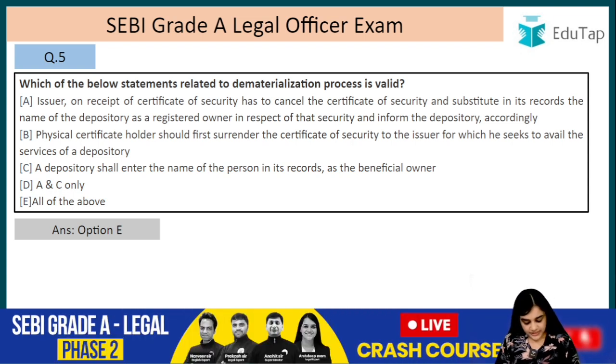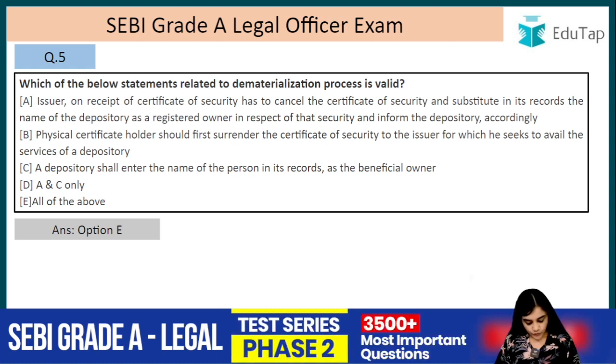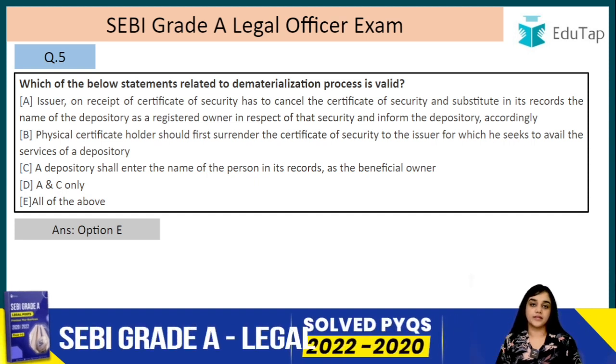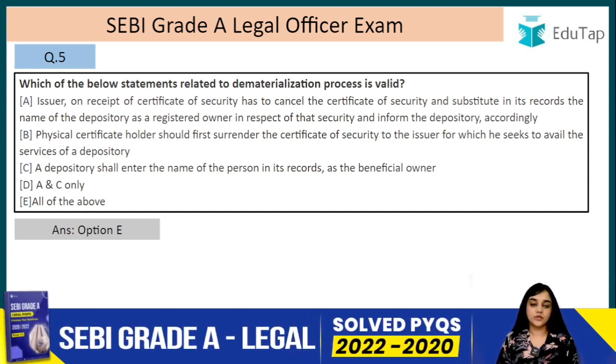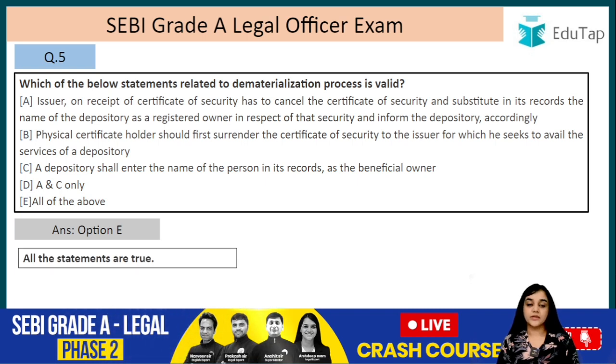So dematerialization is nothing but the process by which physical certificates of an investor are converted to an equivalent number of securities in electronic form and credited into the beneficial owner's account with his depository participants. So I hope now you are clear with what is dematerialization as well. So now back to the question. The answer was E, that is all of these statements, they are correct.